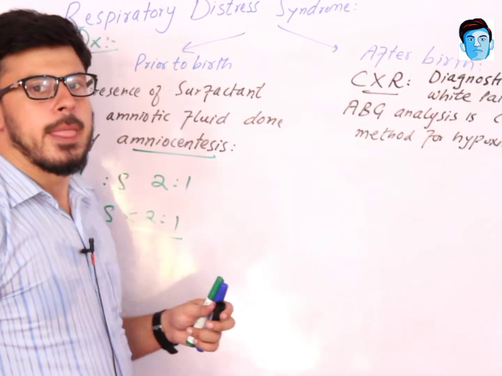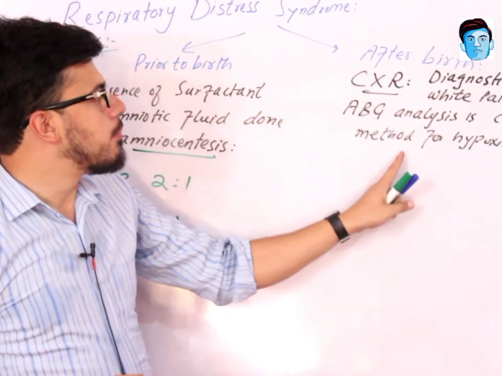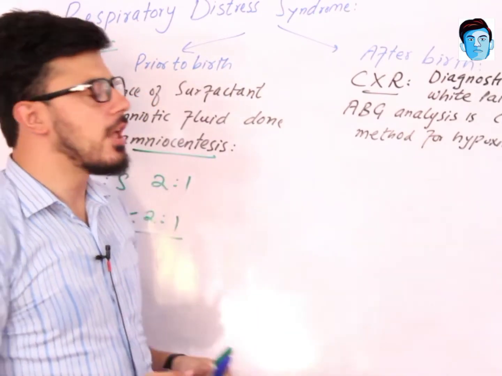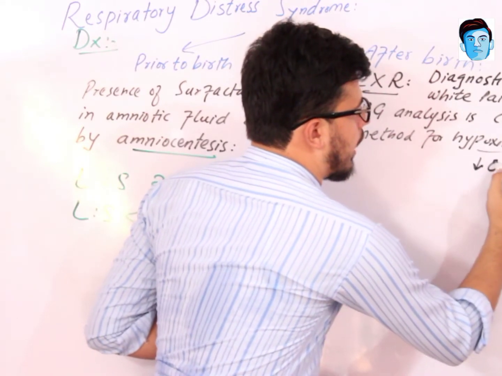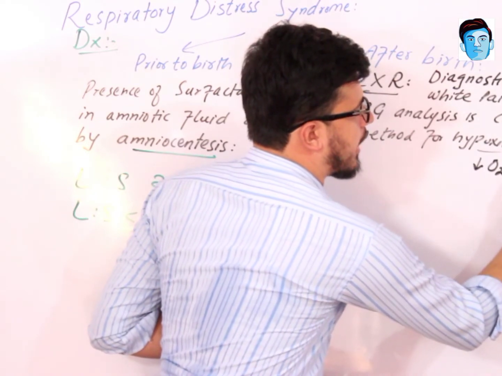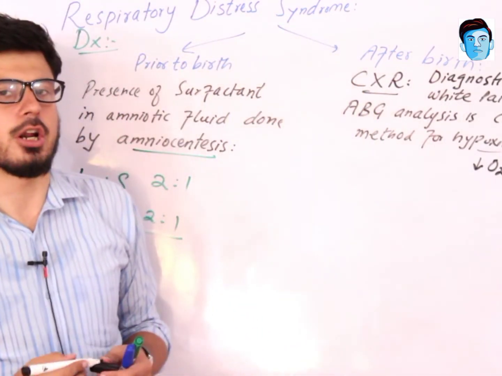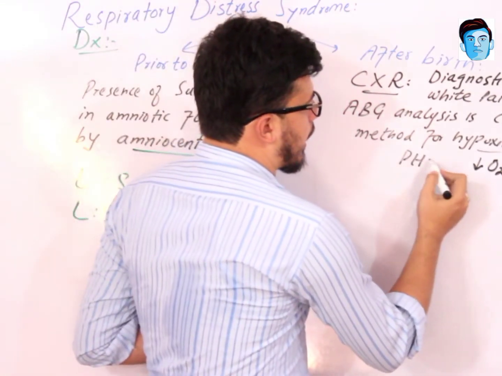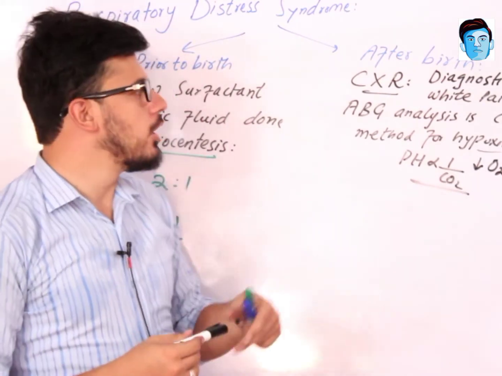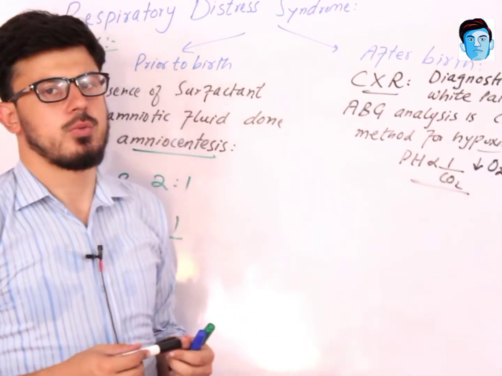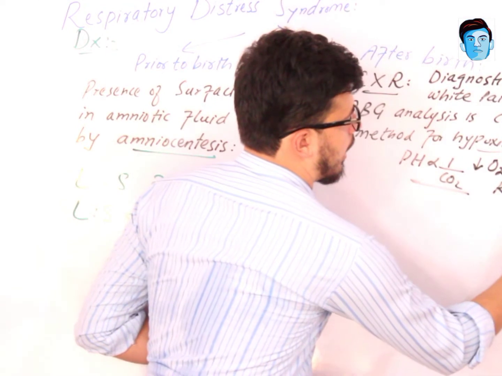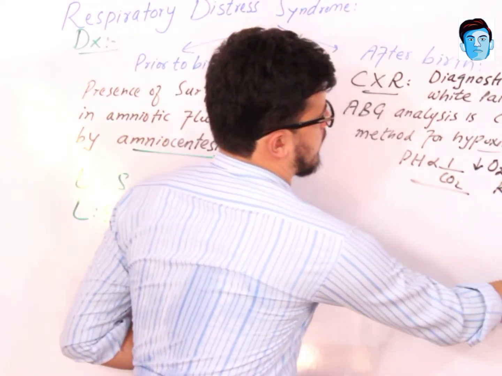So arterial blood gases analysis is important as well. It is considered a confirmatory method for hypoxia. If there is a decreased level of oxygen, let's say this is carbon dioxide. Carbon dioxide is considered the respiratory indicator, and it is inversely proportional to the pH. So a decreased level of oxygen would lead to an increased level of carbon dioxide as well. So there would be respiratory acidosis.